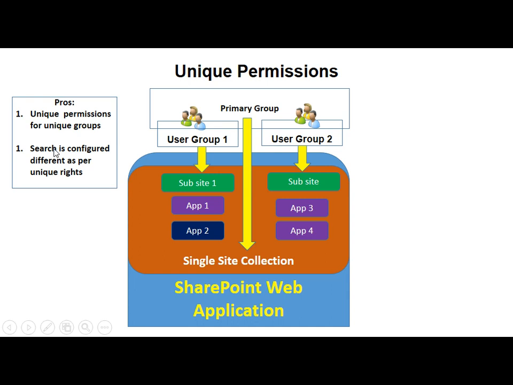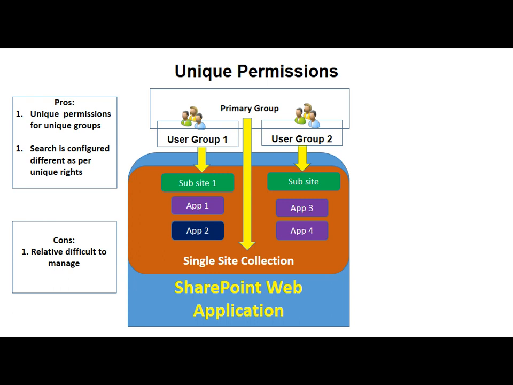Okay, the second thing is that search is configured differently as per unique rights. User group 1 can search only the resources of subsite 1, and similarly user group 2 can access the resources on which they have access. Okay, so it will be unique as per the defined rights. What are the cons? It is relatively difficult to manage. In the previous model of inheritance, you were seeing that we were managing the users at only one point, because all the rights were inherited to all the resources of the website. But in this you want to assign different rights to different resources, so it is relatively difficult to manage. So this is all about unique permissions and inheritance.